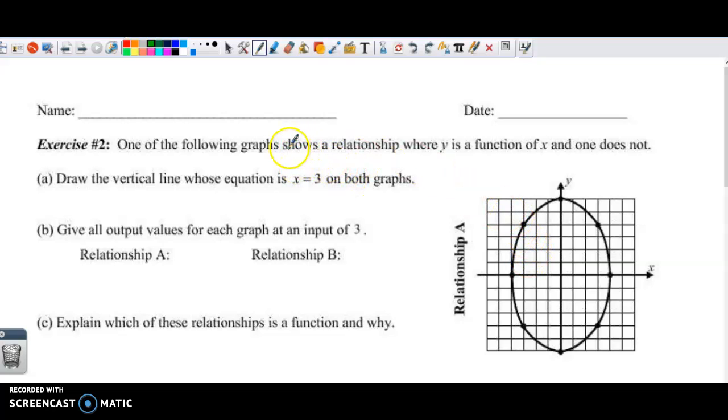Okay, so here's another type of problem that has a relationship where y is a function of x and one does not. Okay, so if you look at the vertical line whose equation is x equals 3 on this graph, that would be right here, 1, 2, 3. And you're going to need to let me know if I'm talking about something that you've never seen before, or if you're confused why x equals a vertical line. You gotta let me know. I'm assuming you know that from Algebra 1.